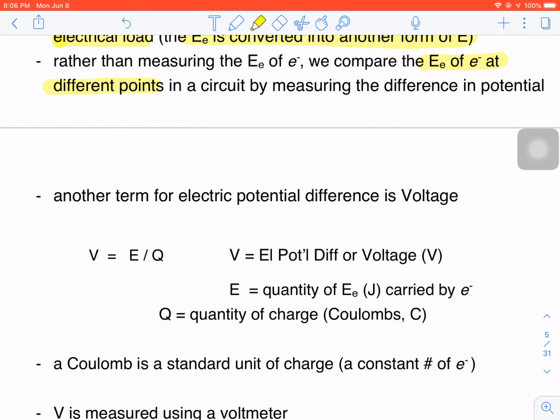Now, another word that we use to describe electrical potential difference is the word voltage. And the reason for that is because the units measured for electrical potential difference are measured in volts, named after Volta, an Italian physicist. So what does potential difference tell me? It tells me for any coulomb of electrons, how much electrical energy are they carrying, right? What is the quantity of electrical energy in joules carried by a coulomb of electrons? Okay, so my answer now is going to be in joules per coulomb.